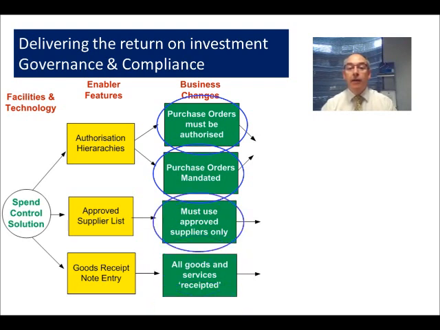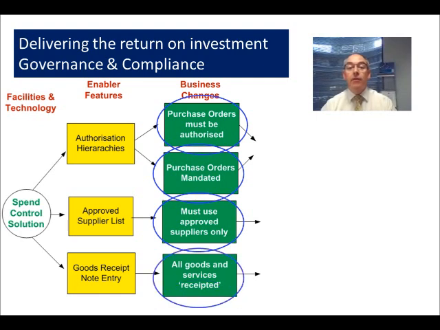The next area then is the use of approved suppliers. Now if you have a supplier list in your spend control solution and the only way you can make a purchase is by getting a purchase order out of the system, then it must be, by default, with an approved supplier. The suppliers will have met with your compliance policy, perhaps they have to have health and safety checks, perhaps they have to have particular skills.